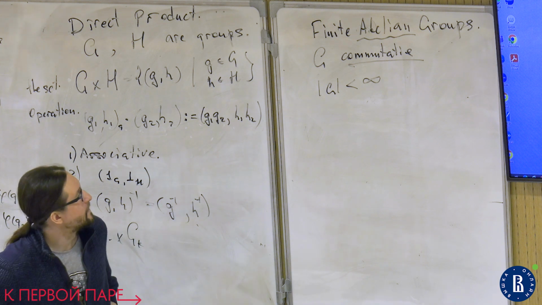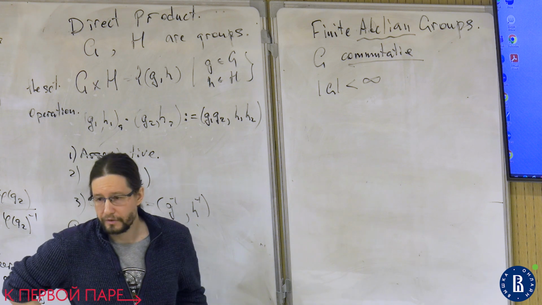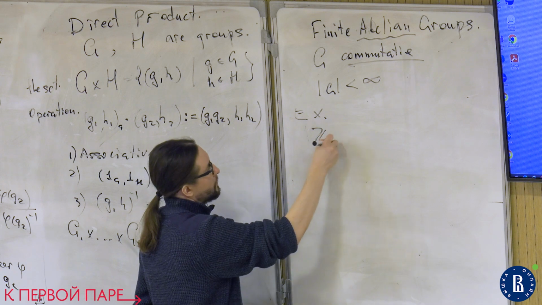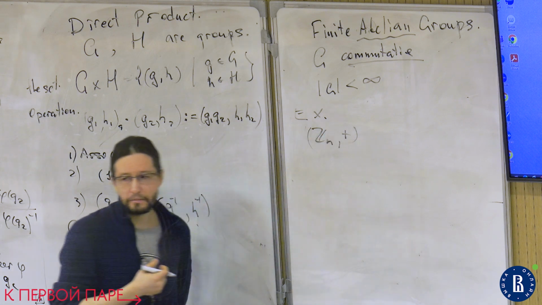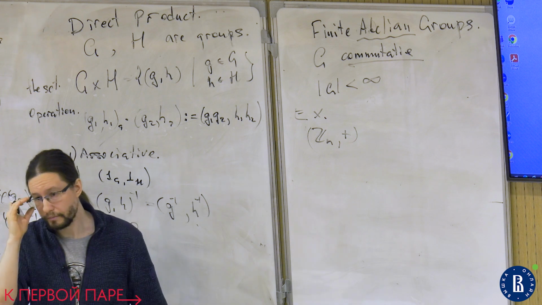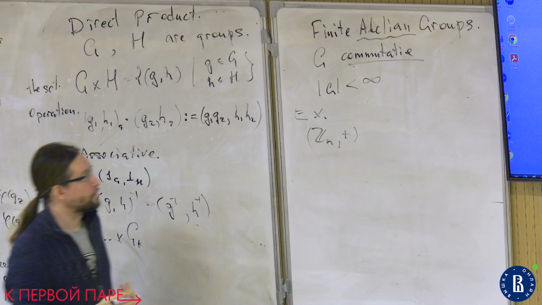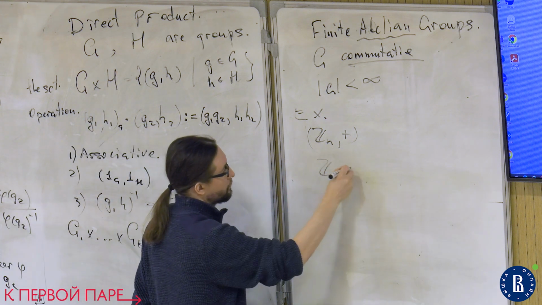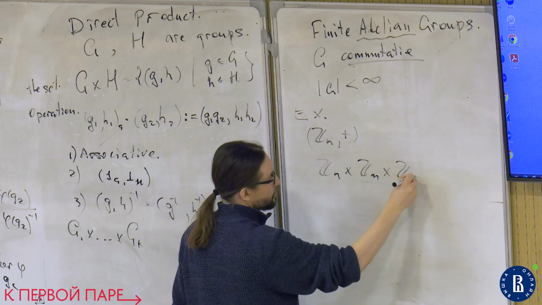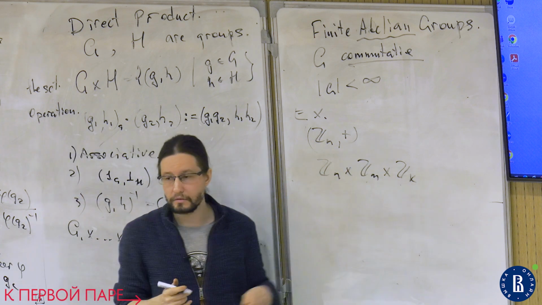Now, we know several examples of finite abelian groups. Zn plus, it's a finite abelian group. Currently, this was the only example that we had. But since we have this operation, we can produce a product of two finite abelian groups, or even three finite abelian groups. Okay? So this is also a finite abelian group.